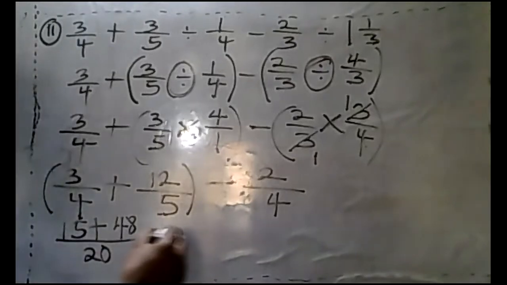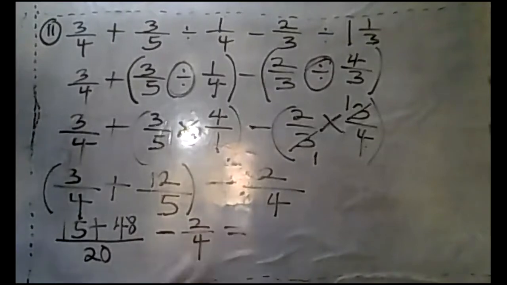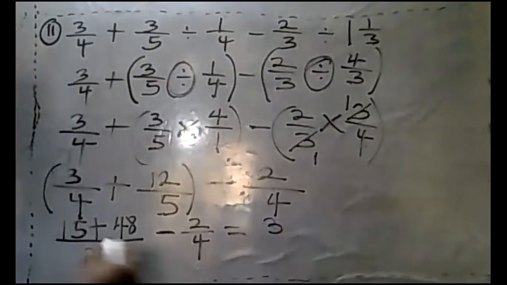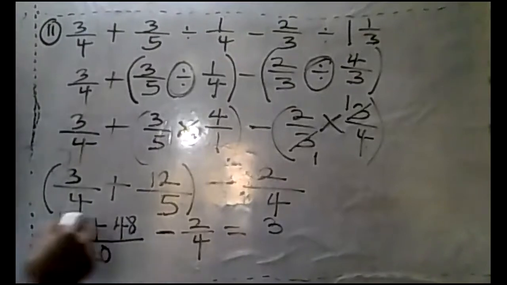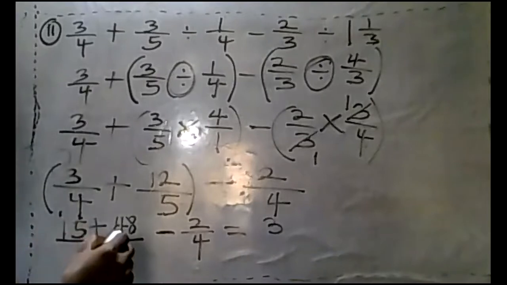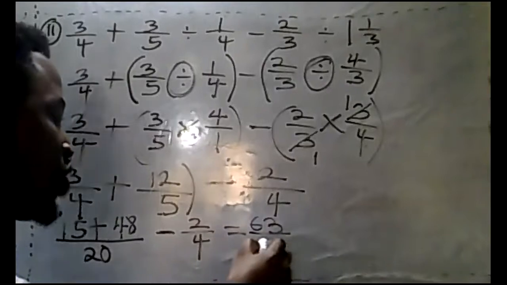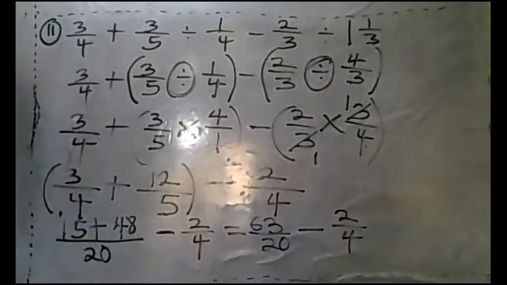So let's add that together, minus 2 over 4, don't forget. So what you're going to have is this: 5 plus 8 is 13, remainder 1. Put that one there. 1 plus 4 is 5, 5 plus 1 is 6. So that's 63 over 20 minus 2 over 4.